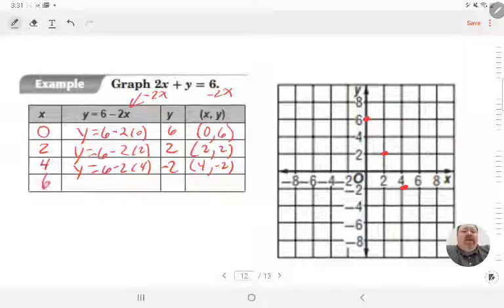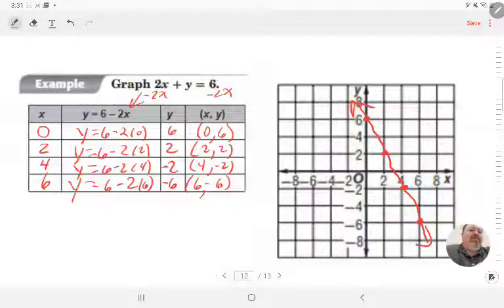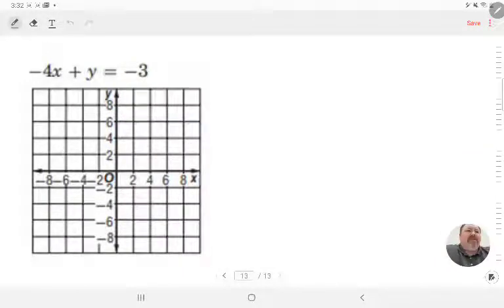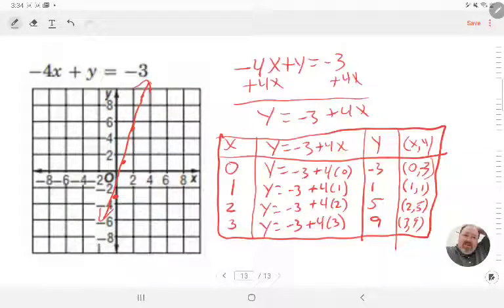And then I could go 6. Y equals 6 minus 2 times 6 would be negative 6. So 6, negative 6. That would go right here. And then I just draw a line through the points. And now it's graphed. Okay? All right. You try this one. Come back and see how you did. All right. Let's see how you did.